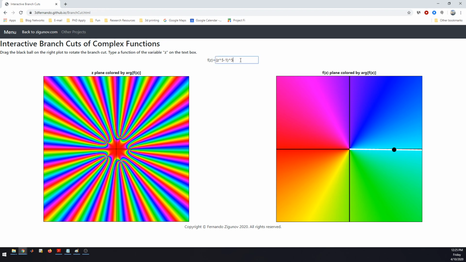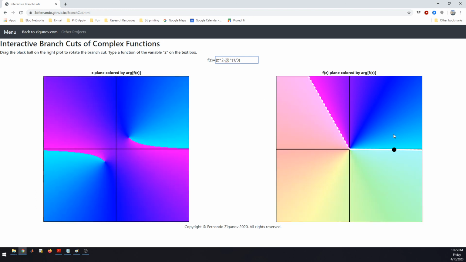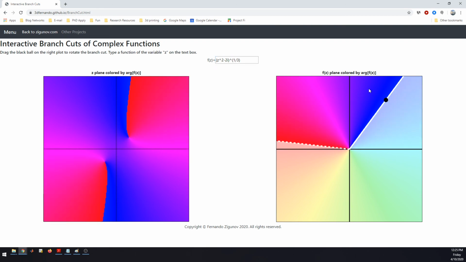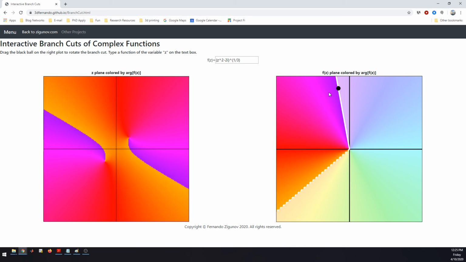And yeah, so these are, I think, the interesting things that we can do with this. Of course, this is more of a visual thing. The reason why I built this app is to show the branch cuts of some function, let's say to the 1/3 or something like that. And then, of course, we get this very interesting behavior that we already discussed.